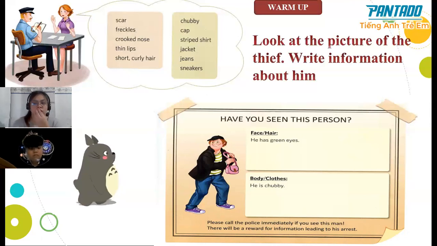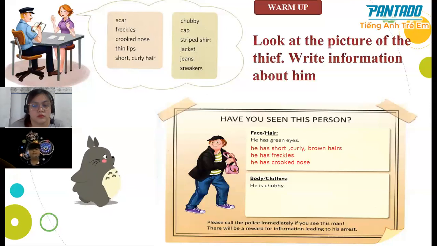So. He has a crooked nose. A crook. He has a crook nose. Okay, what about his lips? Is it thick? Is it thin?